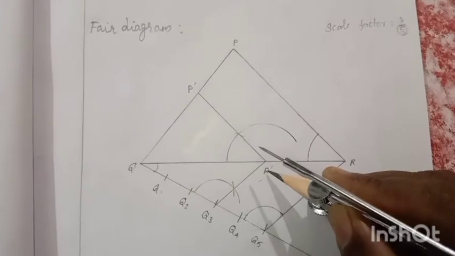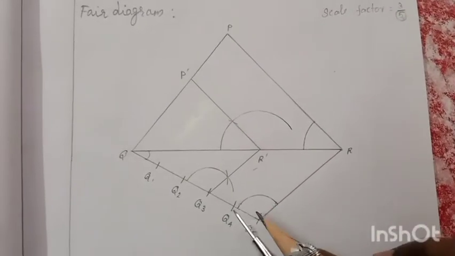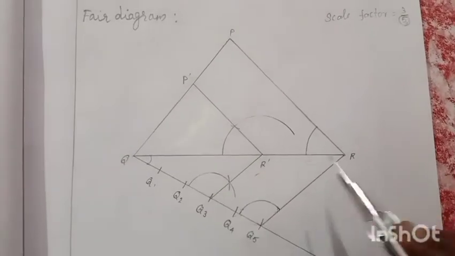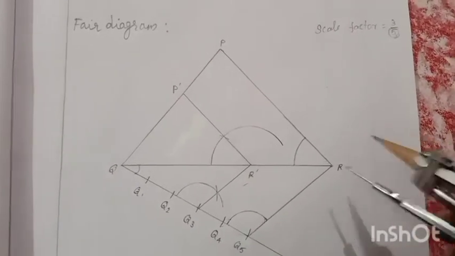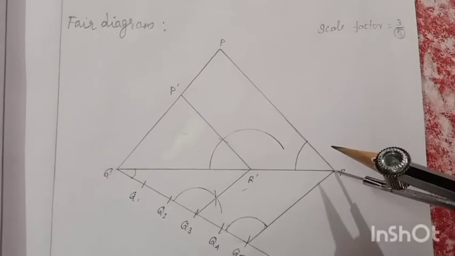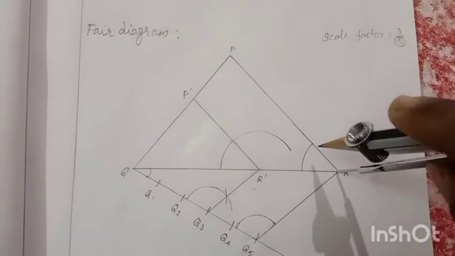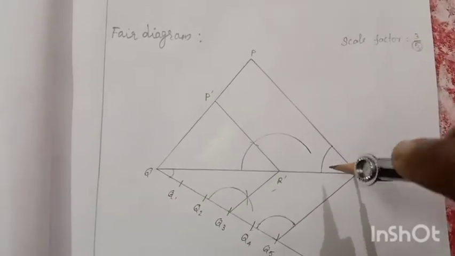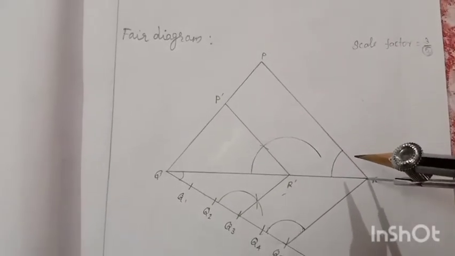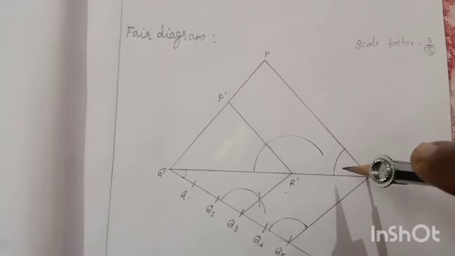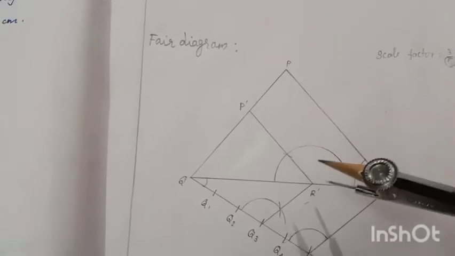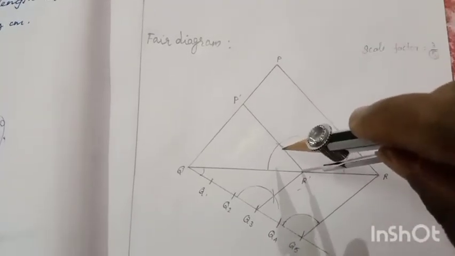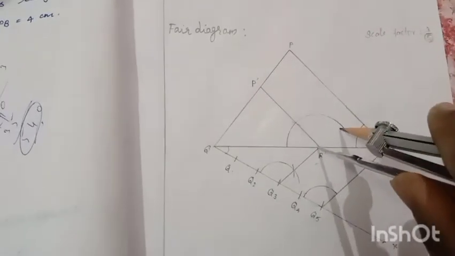Students, what procedure did you follow below this line? Below QR, the same rules you followed, you have to follow in this triangle. For any radius you have to draw an arc. Take R as the center and draw one arc. Then, without changing this measurement, keep the compass needle on R dash and draw another arc.